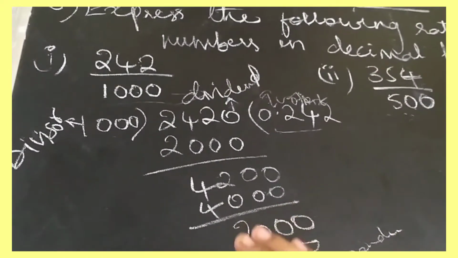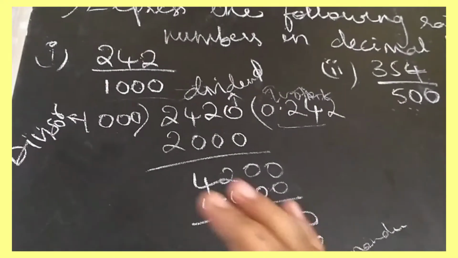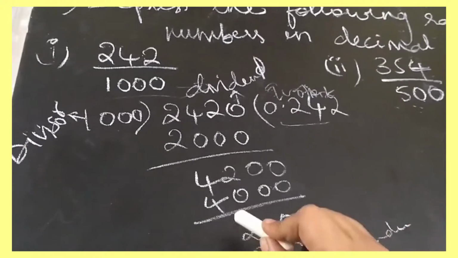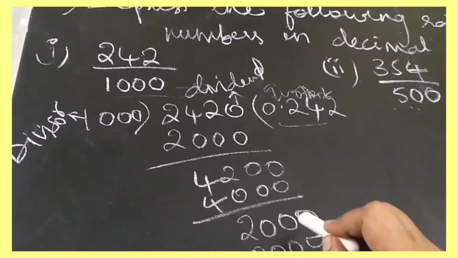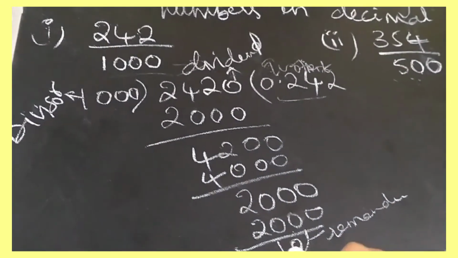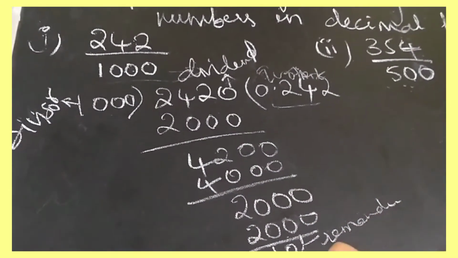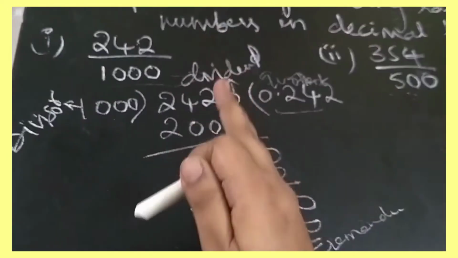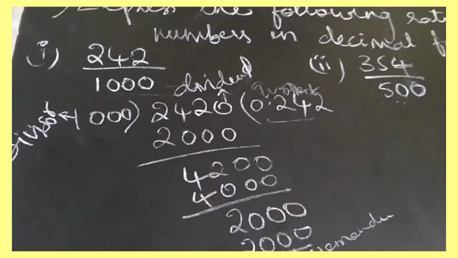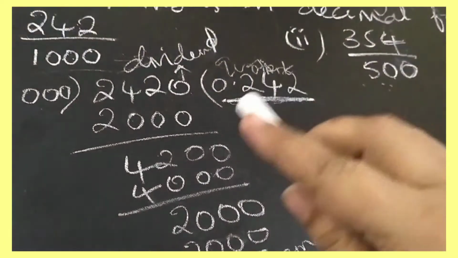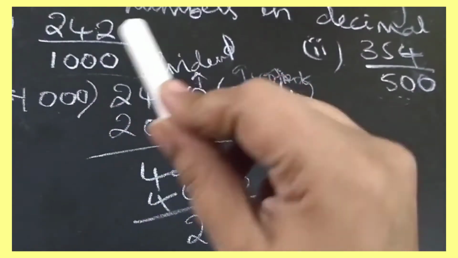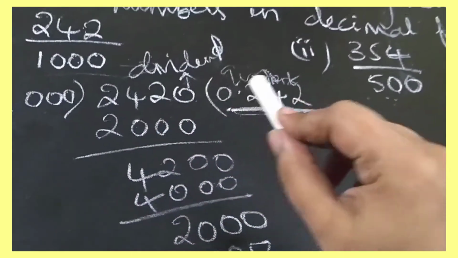Here 200 doesn't go in 1000 again. So one more 0 you have to write here. It is 200, so one more 0 means it will become 2000 again. 1000 twos are 2000, you can write. So the remainder is 0 here. This is the quotient, this is the dividend, and this is the divisor. You have learned this in your earlier classes. So the answer is 0.242. Right, 242 by 1000 is equal to 0.242.